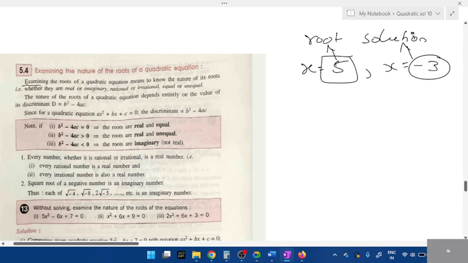This concept is examining the root. So what do you mean by examining the root? To examine means to find what kind of value it is, what kind of root. So by now we know how to find the roots. You can either find it using the formula method or prime factor method. We know how to find root. Once you find the roots, we have to check what kind of number that is.